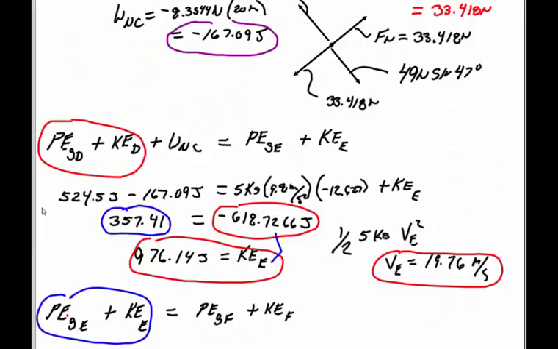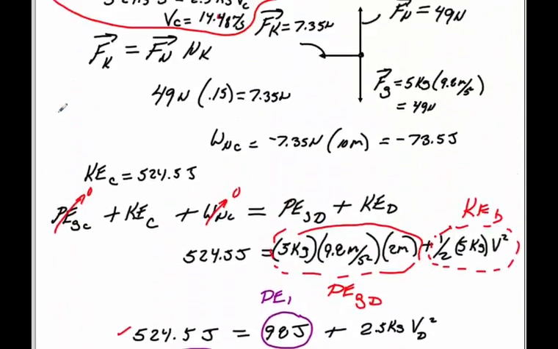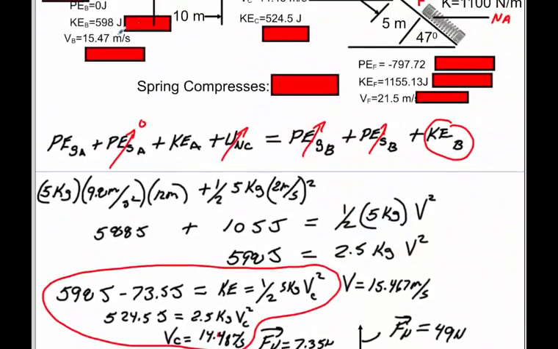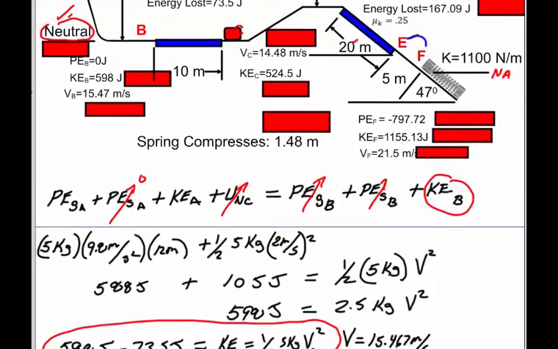Oh yeah, we need to go up and verify this is correct. So I got 1.48 meters. Move it all the way up. Check the spring compression. Compression is 1.48 meters. Yep. So anyway, this is a very long problem.